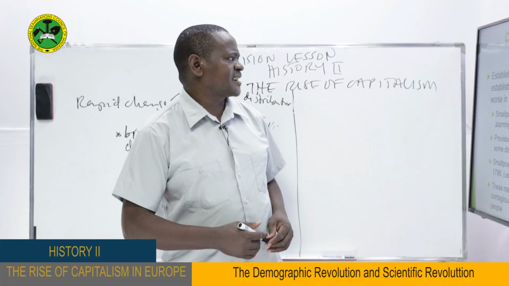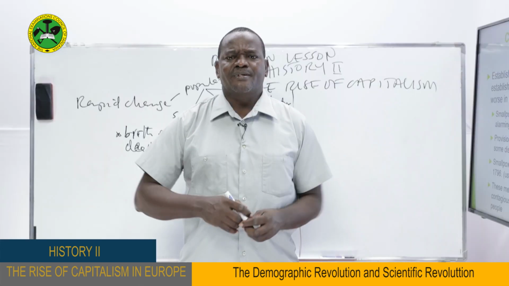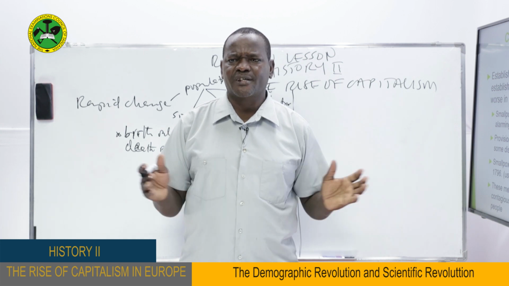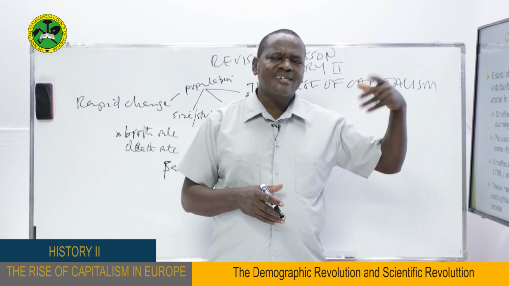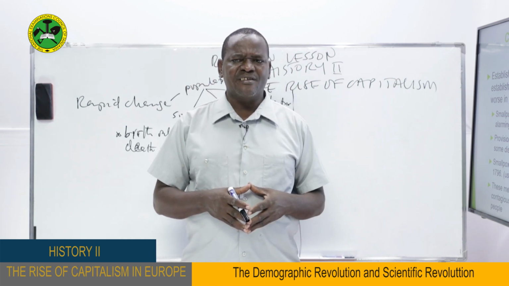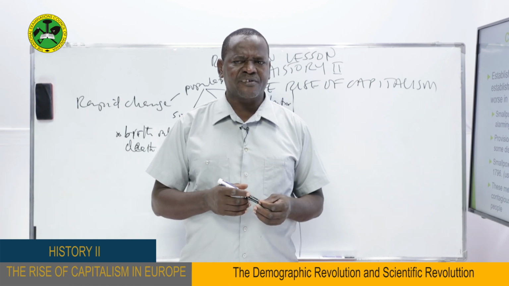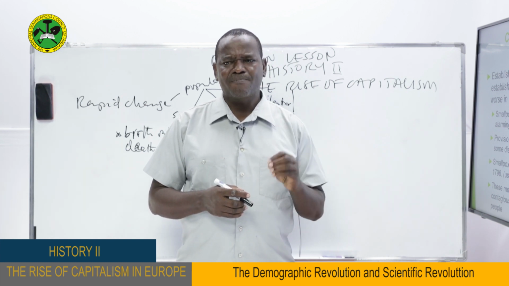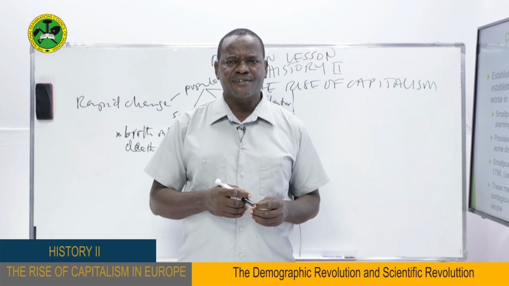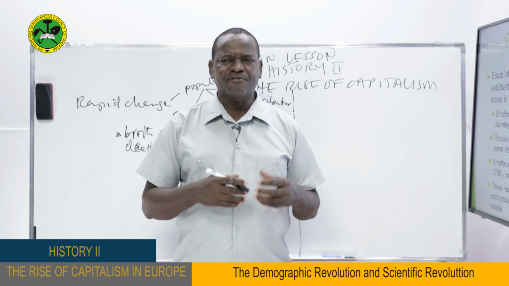The second cause for demographic revolution, my dear students, is the establishment of public health department. This is like what we call in our country the Ministry of Health. Some years before the 1800s in Britain, there was no public health department. It means there was no proper way of treating people in the hospitals, dispensaries, and other health centers. But they came to establish a public health department, and people started to be treated in the hospitals and health centers, and they were able to provide medicine and vaccinations, trying to prevent the spread of some diseases.